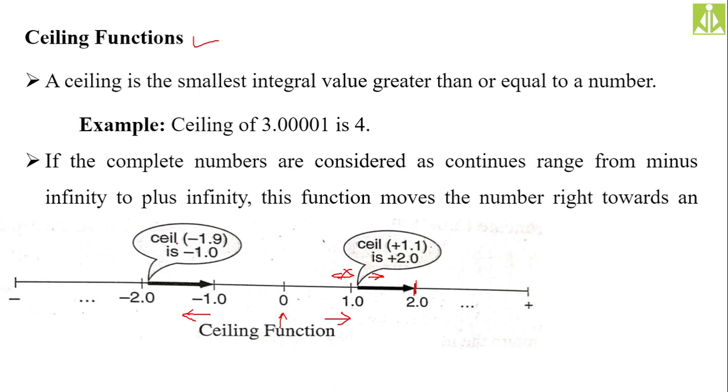Same thing if you try to find out the ceil value of minus 1.9, it will come somewhere in between minus 2.0 and minus 1.0. So if it is coming over here, we have to move in the right hand side direction only. We should not move in the left hand side direction, isn't it? This is not allowed. We have to move in this direction. So if you are moving in this direction, the nearest possible integral value is minus 1.0. So you will get the output as minus 1.0. Hope you understood this one.